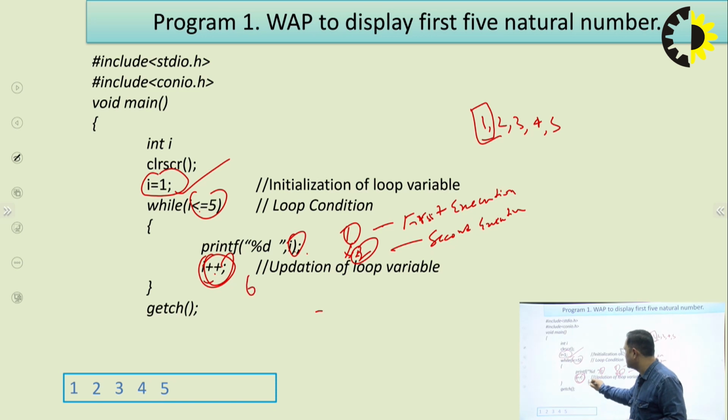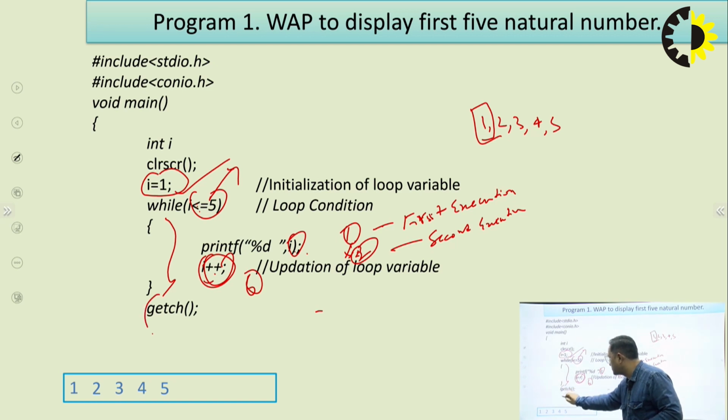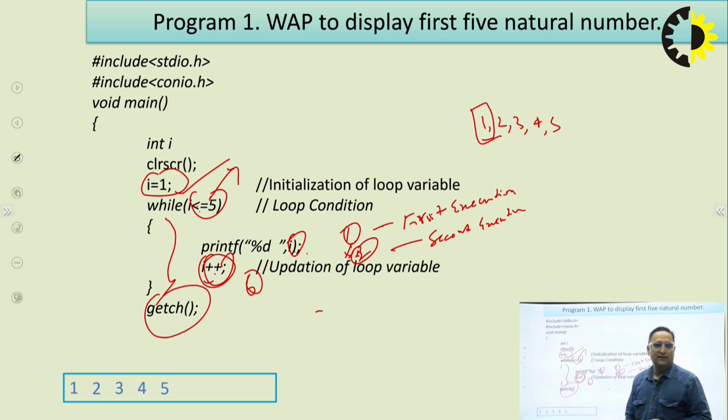Now 6 is not less than or equal to 5. That means the condition is not true. So the loop body will not get executed and it will go outside of the loop and do whatever you want to do outside of this loop. Means the iteration which you do not want, and then after that the code execution will flow, right? So that's the output of this program.